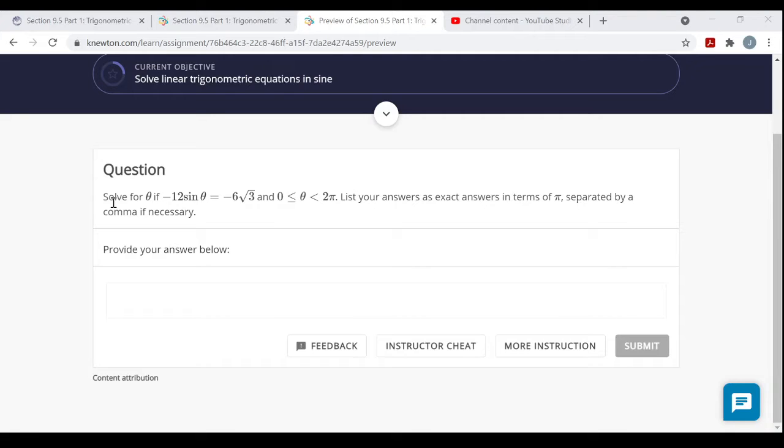Alright, so here we're asked to solve for theta, if negative 12 times the sine of theta equals negative 6 times the square root of 3. And they're looking for the solution, because remember my first video, these trigonometric equations, if there are solutions, there's going to be infinitely many of them. So you see they're cutting down the range. They only want the solutions that are from 0 to 2 pi, the values of theta that make this statement true, that are from 0 to 2 pi, but not including 2 pi. And list your answers separated by commas if you need to. Alright, so I'll go to a piece of paper and write this out.